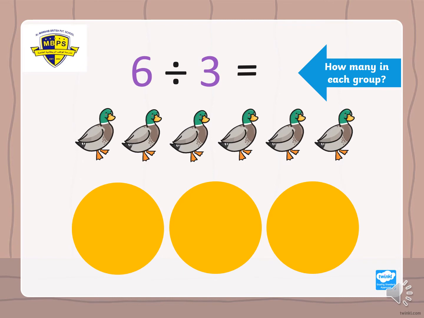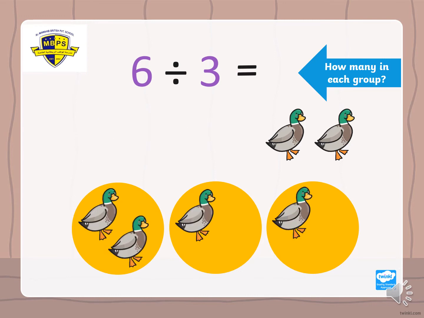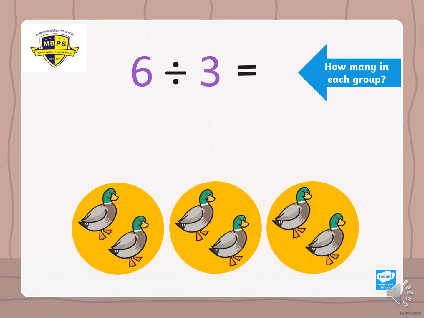One more example. 6 divided by 3. So now I will divide the 6 between 3 groups. I have 6 ducks and I have to share them between 3 groups. Let's start sharing. Then we will find how many in each group. I finished sharing. How many in each group? Very good. I have 2 in each group. So 6 divided by 3 equal 2.